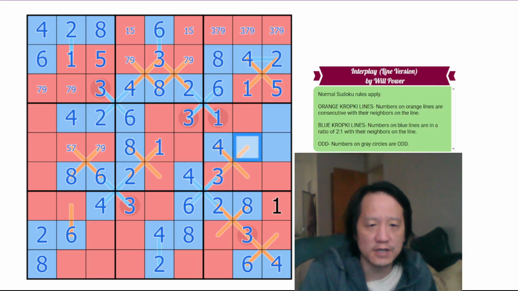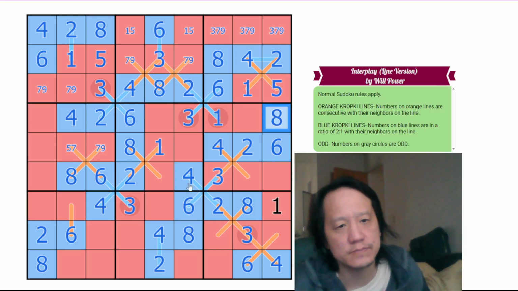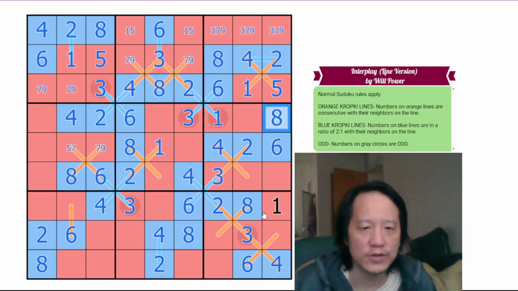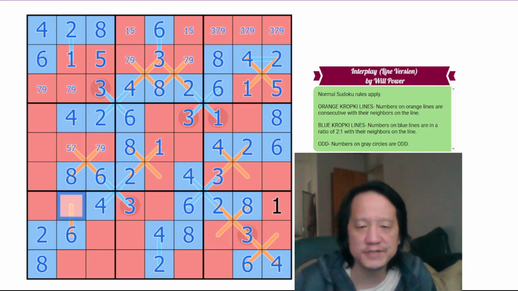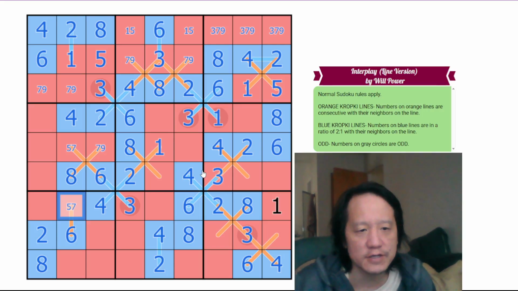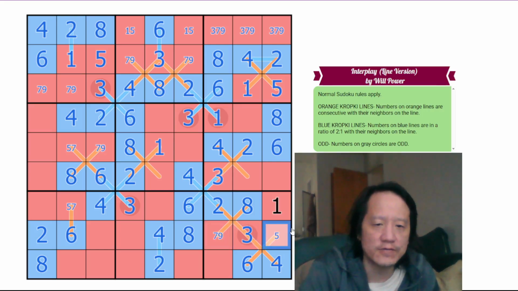3 is only consecutive with 2 and 4. This is 4, so this can't be 4. That's 2. That leaves this as 6 because we have an 8 here, and therefore this must be 8 here. And now we fill everything in just by, well, not normal Sudoku. This has to be 5 or 7 because of consecutive digits. This is 7 or 9. This is 5 or 7.